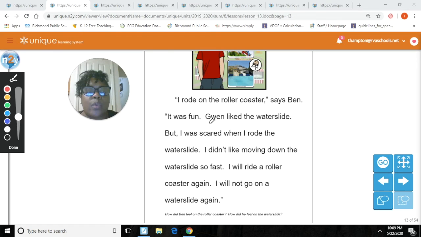Now we see here that Gwen liked the water slide. He says, but I was scared when I rode the water slide. Who's talking? Ben. So how does he feel about the roller coaster? He said it was fun. How did he feel about the water slide? He said he was what? He was scared. All right.